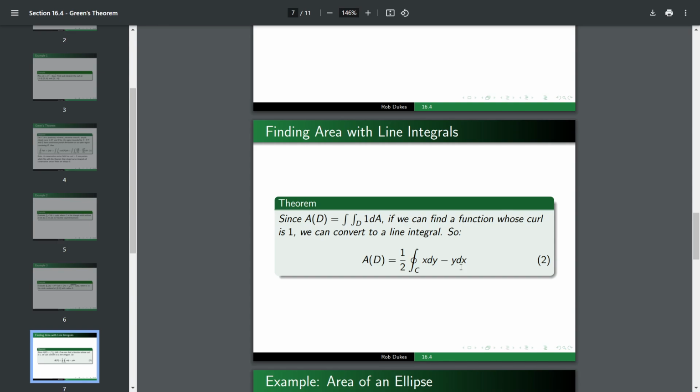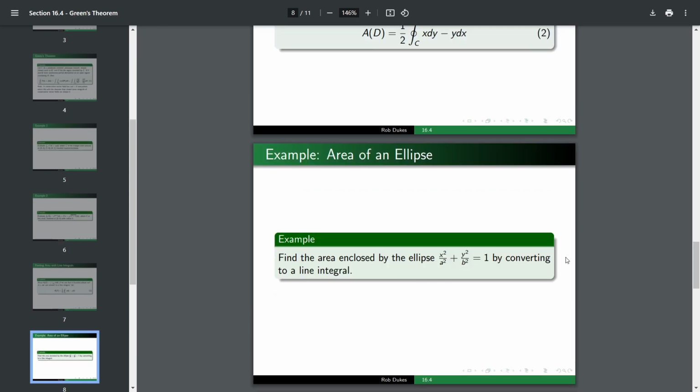You can do the curl on that, and you can see it'll come out to 1. So, let's do an example then. Let's find the area of an ellipse, x squared over a squared plus y squared over b squared equals 1, by converting to a line integral. Maybe you already know this formula, but here's a way of finding it.